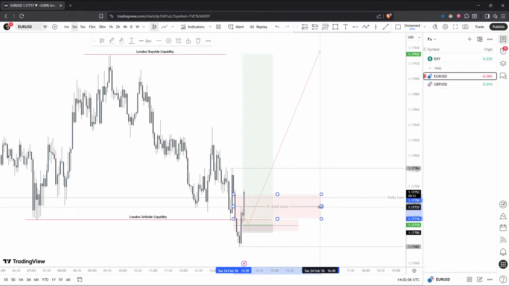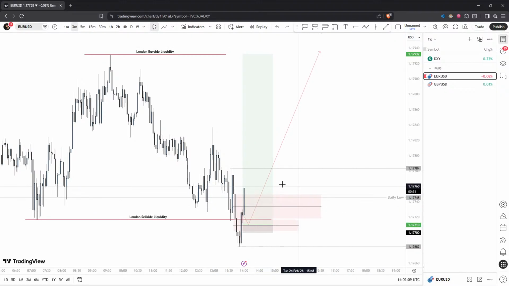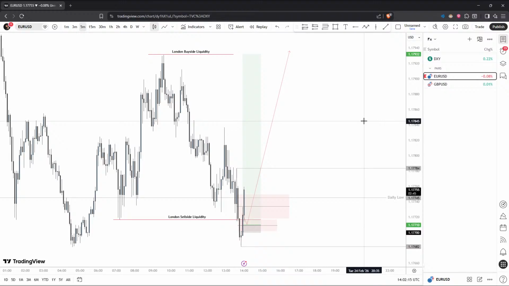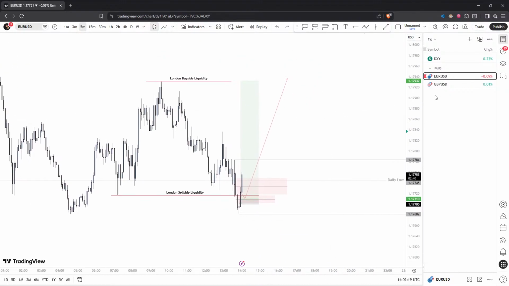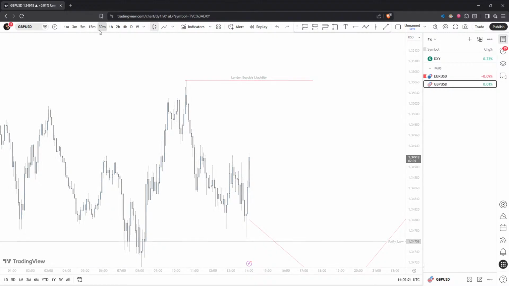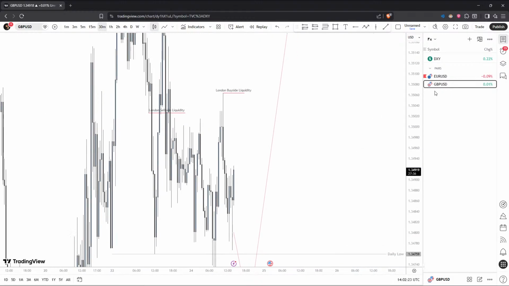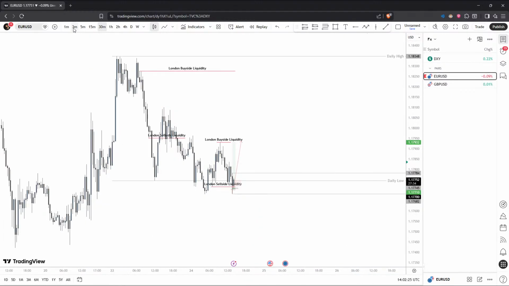If we maintain above this fair value gap as well, that'll be good. And then our TPs are set to this. Well, actually, they're not. They're open, but I'm just going to set an alert around here and see what happens. I'm very interested to see what GU does as well. But yeah, we're just going to hold this.